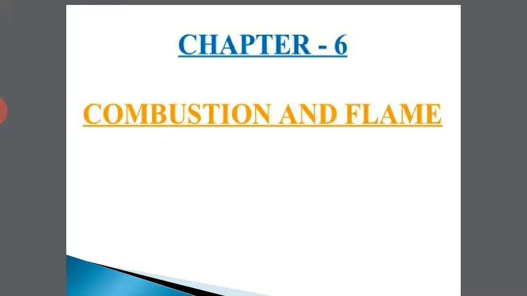So what is combustion? What are the necessary conditions for the combustion to take place? What are various types of combustions? We will study in this particular chapter.